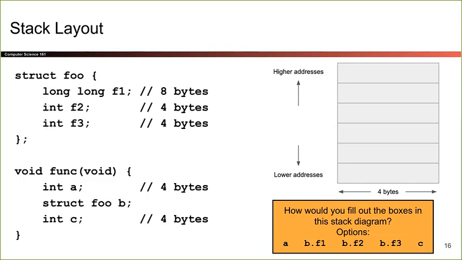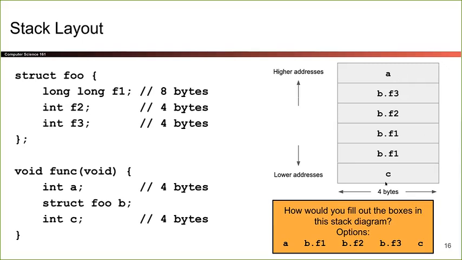A, BF3, BF2, BF1, and C. That is correct. I guess I didn't specify which direction we want to go in, but yes, that's exactly correct, assuming that you're going from the top down. Because A is our first local variable, it's going to go at the highest address. So A goes at this highest address up here, and likewise C is the last local variable, so it goes at the lowest address down here.